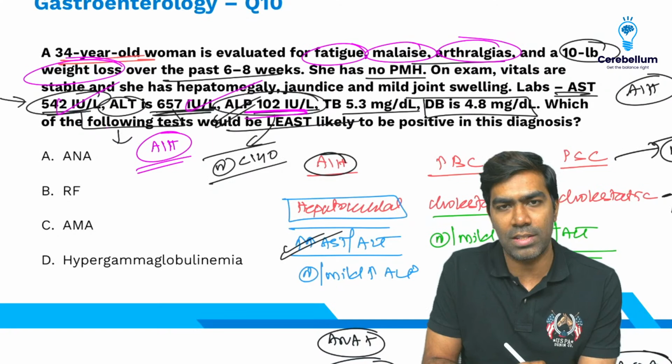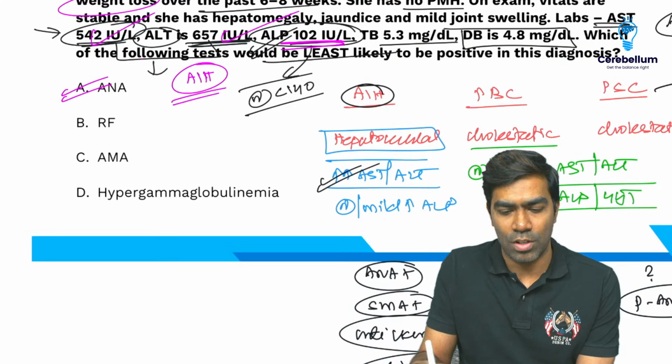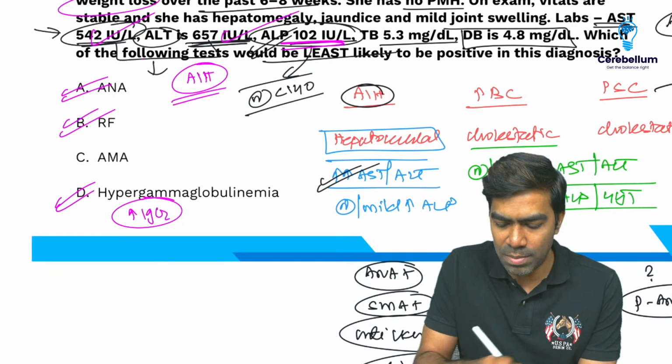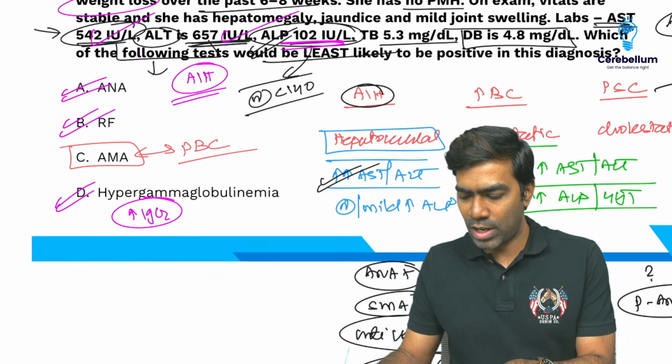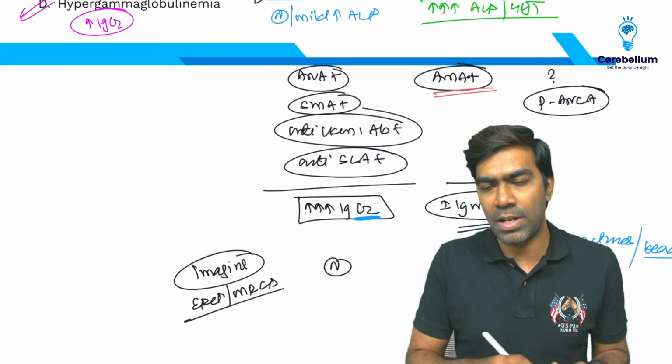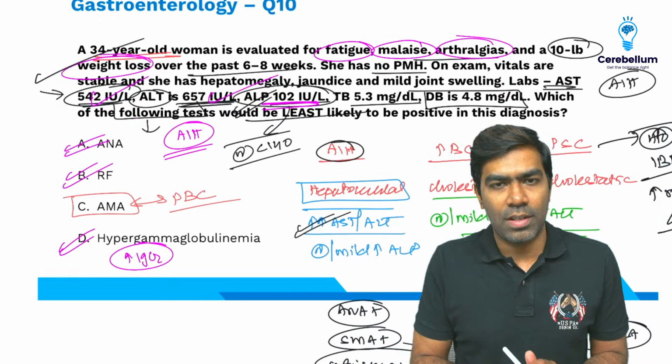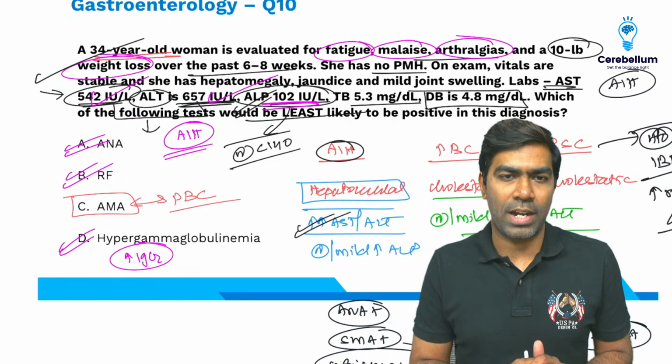So in autoimmune hepatitis, ANA will be positive. Rheumatoid factor will be positive. Patients can have elevated IgG, hypergammaglobulinemia, but what will not be seen? AMA, because this is something that is seen in primary biliary cholangitis, PBC, and not in autoimmune hepatitis. Just a while ago we discussed, right? You're going to see this in primary biliary cholangitis. So based on the diagnosis, that is autoimmune hepatitis, the right answer for this question is option C, that is anti-mitochondrial antibody that is seen in primary biliary cirrhosis and not in patients with autoimmune hepatitis.